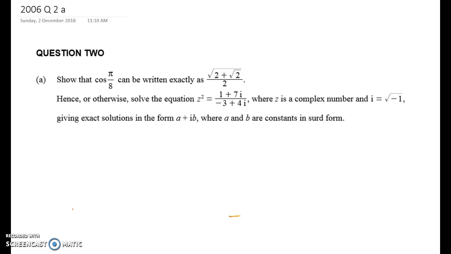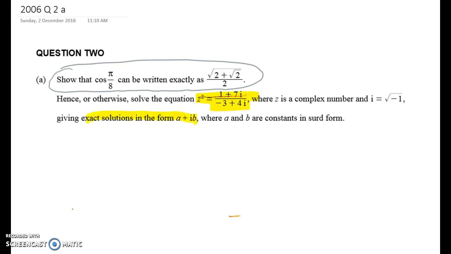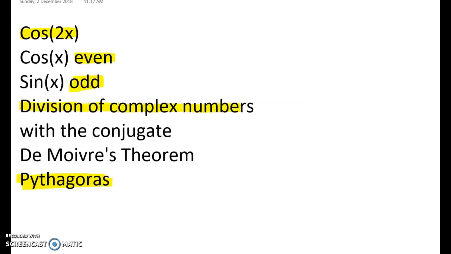So the first part is this: show that cos of pi on 8 can be written exactly as this thing here. And then we're going to solve somehow that's going to link up to this equation here. And we have to again give exact solutions. So on the next slide, I've written down a list of building blocks that are going to help us with that whole question. And here they are.